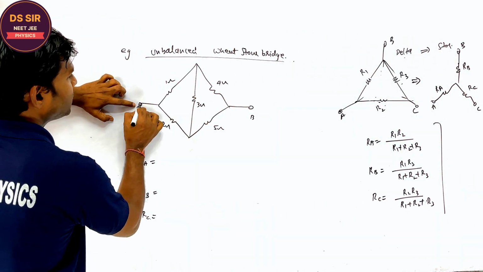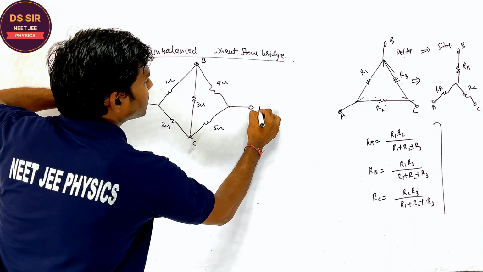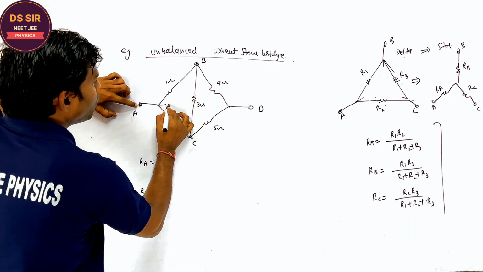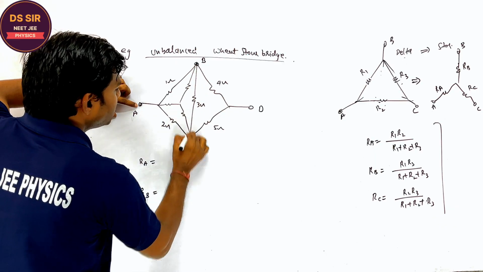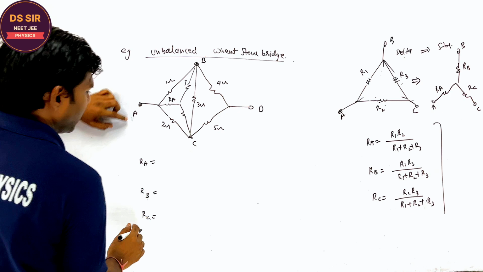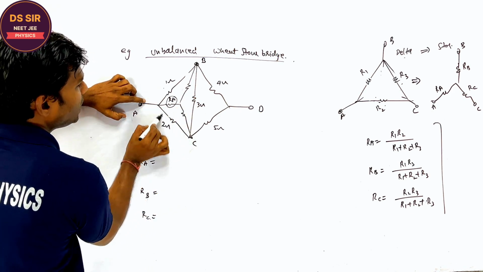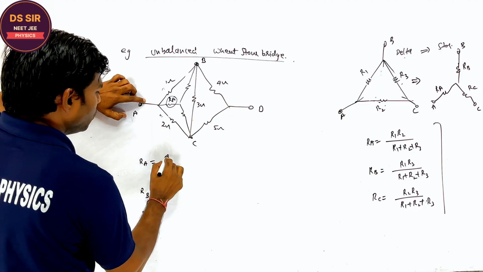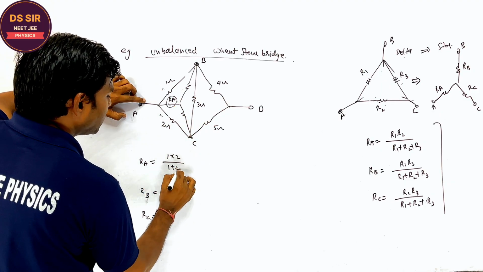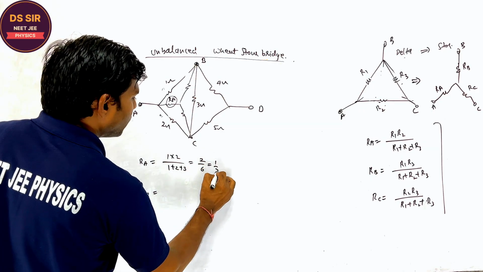Listen one thing, if this is A, suppose this is B and this is C, and I am assuming this is D. So this is the delta, you have to convert it into these resistances. Suppose these are RA, RB, and RC. So what is RA? The resistance RA is the product of the side resistances, 1 into 2, divided by 1 plus 2 plus 3. It is equal to 2 by 6, so this is 1 by 3 ohm.